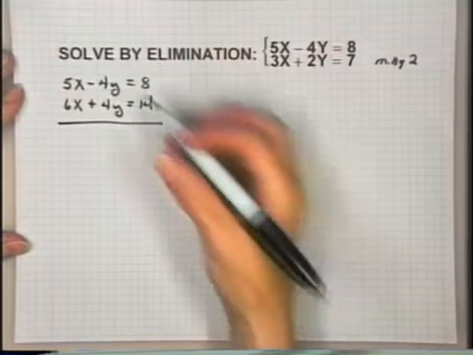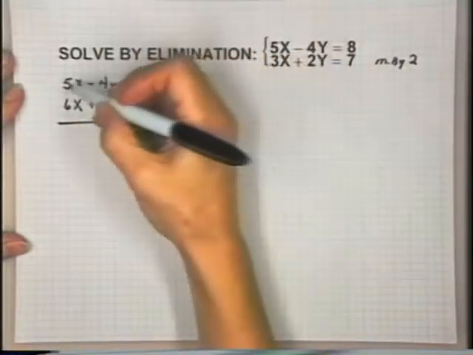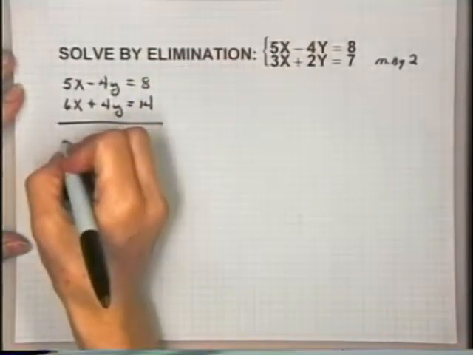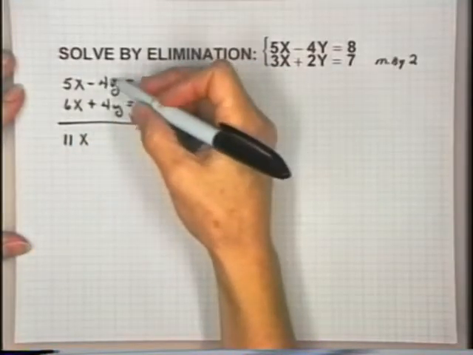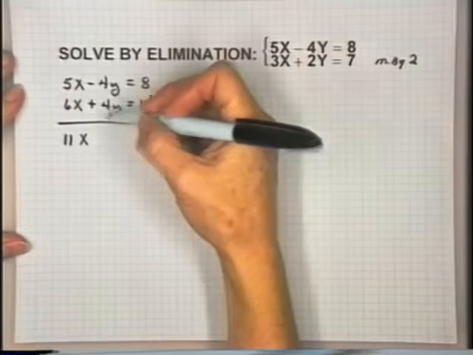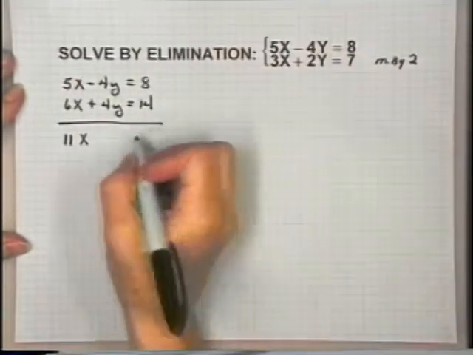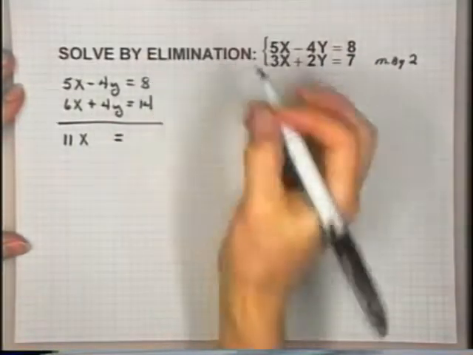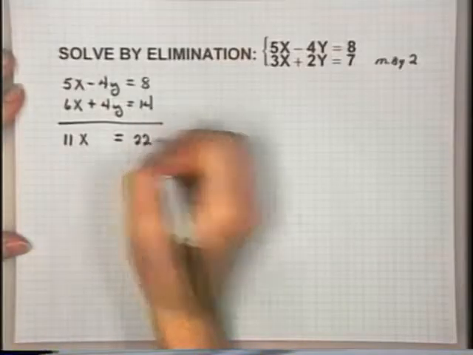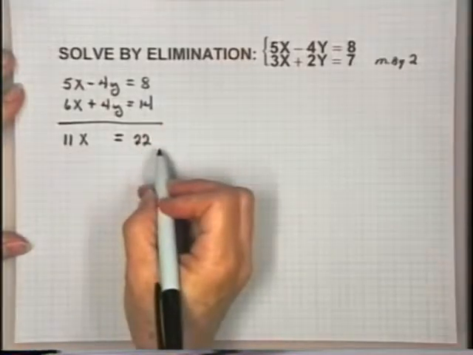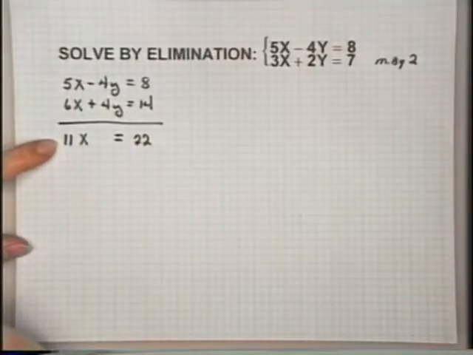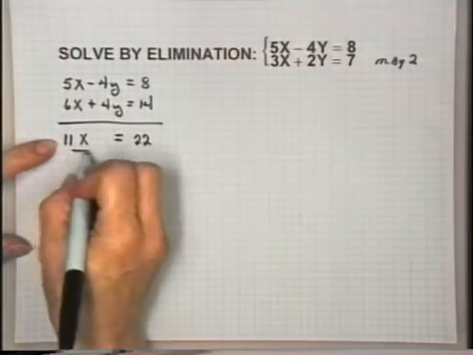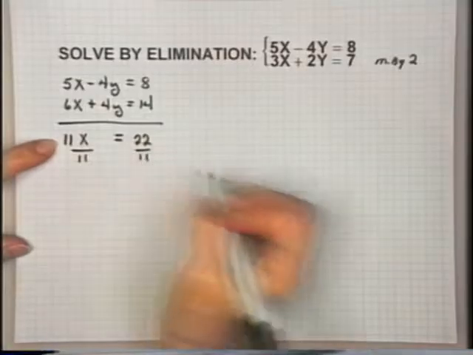Recall when we add, we just add like terms together. 5x plus 6x is 11x. Negative 4y plus 4y is 0y, or simply 0, so I don't need to write that down. Equals 8 plus 14 is 22. Notice this new equation I've made here contains only the variable x. 11x equals 22. I can solve for x by dividing both sides by 11.